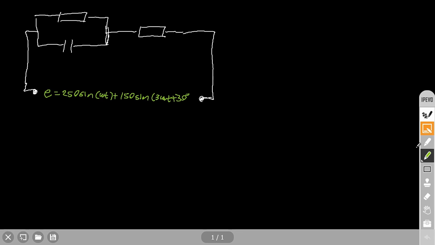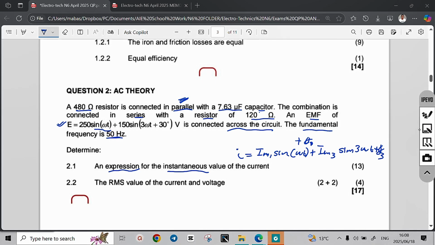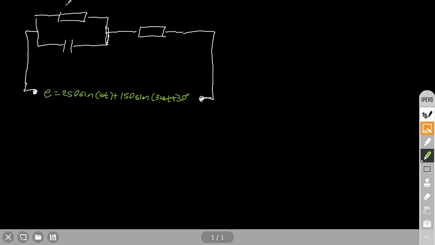So now let's just fill in our data. They told us that the resistor is 480 ohms. This is 120 ohms. And our capacitor is 7.63 microfarad. So this is what we have, guys. They also gave us the frequency. I'll just write it here. They said the frequency is 50 hertz.